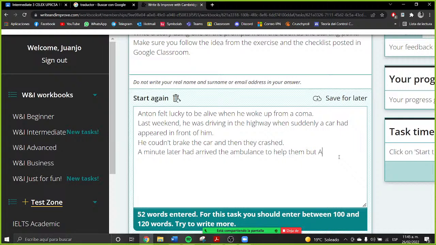But, ¿cómo? Anton? He had been rendered. No, he had lost the consciousness, I don't know. O perdido la conciencia también puede ser. Pero had been. He had lost. ¿Had o has? Yeah, he had lost consciousness. Consciousness. But no, it is only conscious.